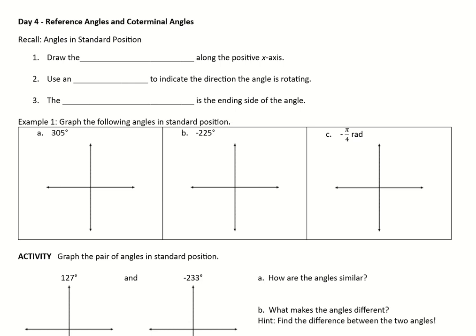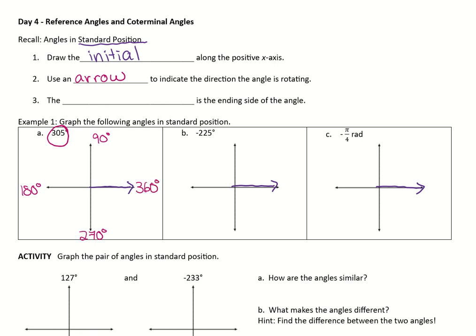Today we're going to talk about reference angles and coterminal angles. So just a quick reminder, when you draw angles in standard position, you always put the initial ray along the positive x-axis. So for all three of these, always start with that initial ray along the positive x-axis. Then you use an arrow to indicate how far the angle is rotating. So here in this case, 305. It helps to maybe label these at first while you're getting used to them.